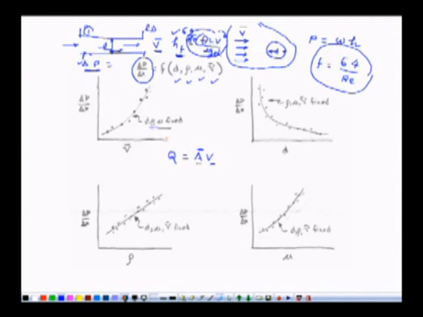Similarly, if we want to answer the question of what is the relationship between del P over del X and the diameter of the pipe, we need pipes of different diameters, and we have to conduct an experiment keeping density, viscosity and velocity constant. So, we have a second plot.